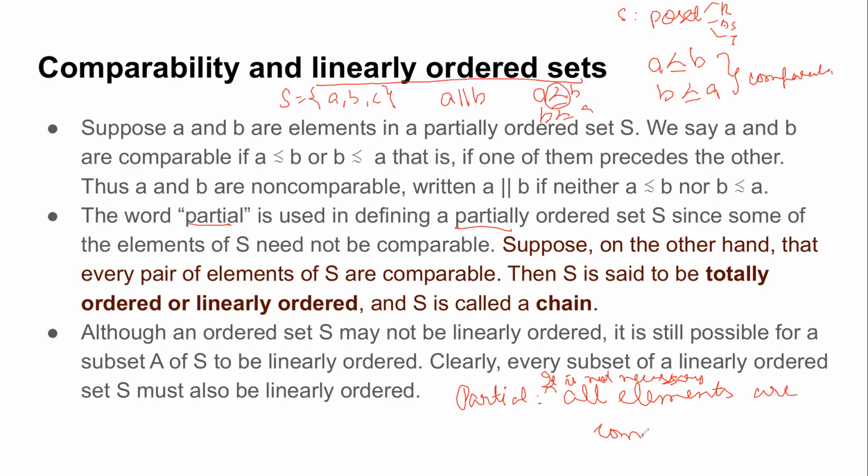Okay, and as I said, what do you mean by comparable? Comparable means you can write them via this relation in this form, whether A precedes B or B precedes A. So in partial order, it's not necessary that all elements on which this relation is defined are comparable, right? So what would be the obvious generalization of it? What would we require if we want a complete generalization of it?